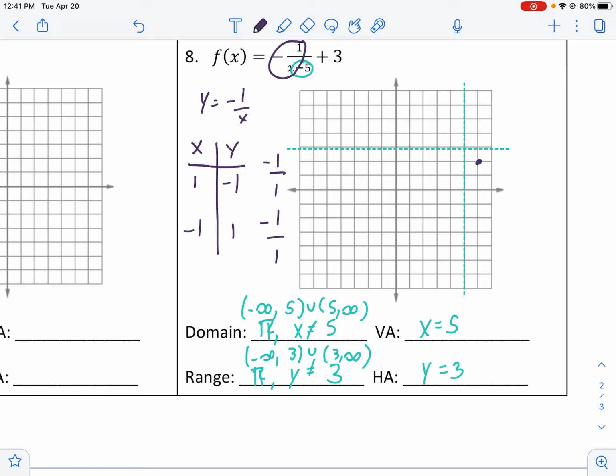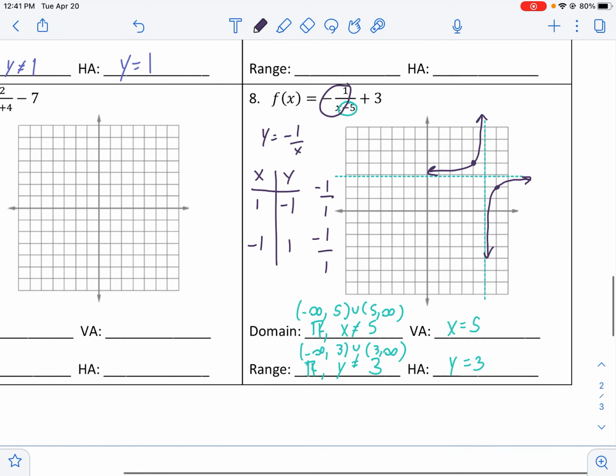So 1, -1 is here. -1, +1 puts us here. And then you just need to make sure it's a nice smooth curve. Just like this. And just like that. Okay? And that is graphing our reciprocal function.